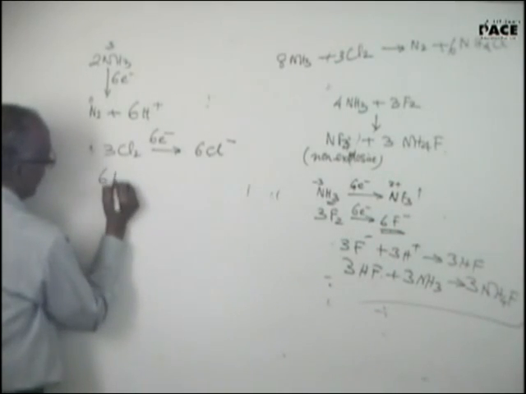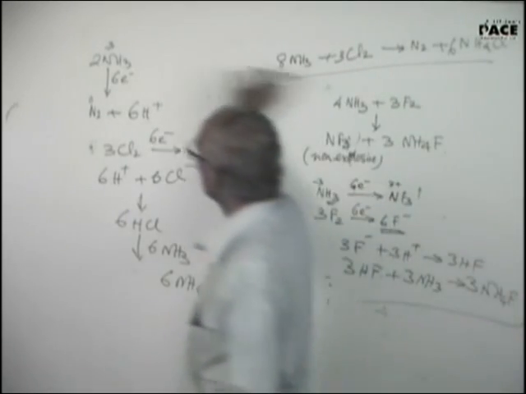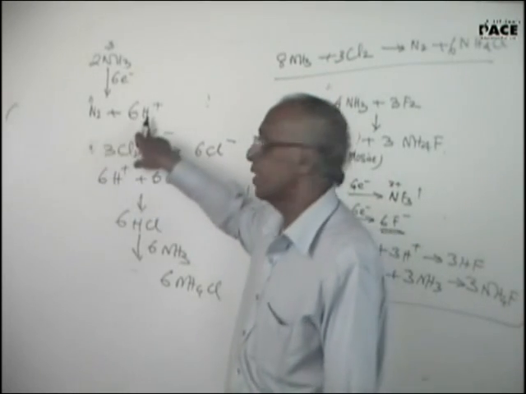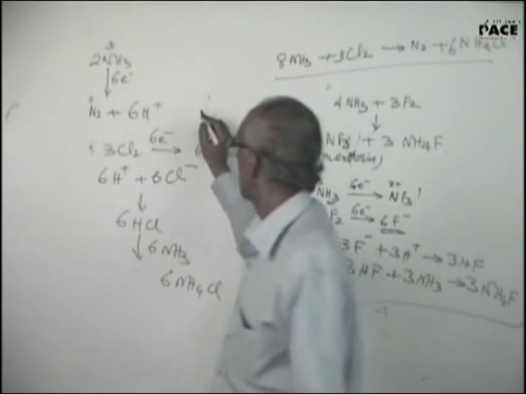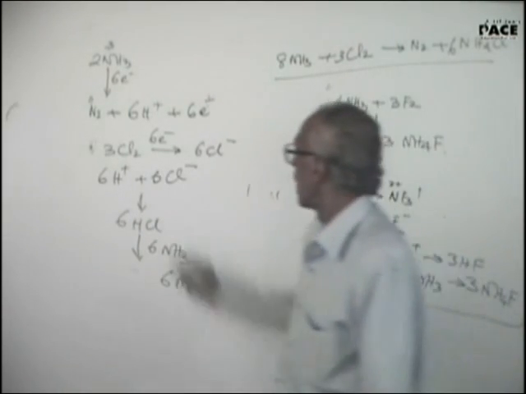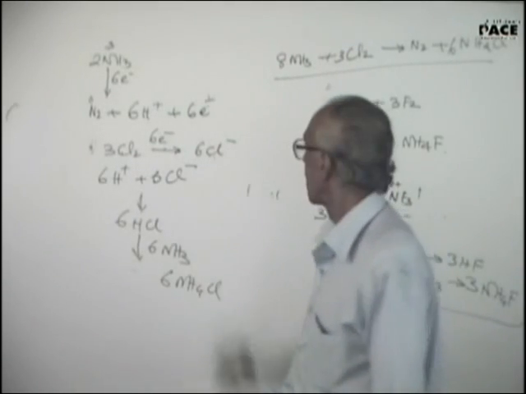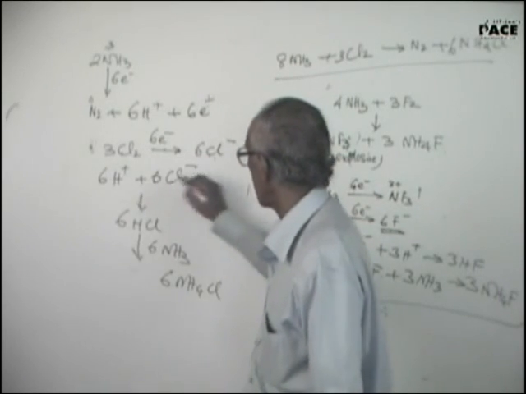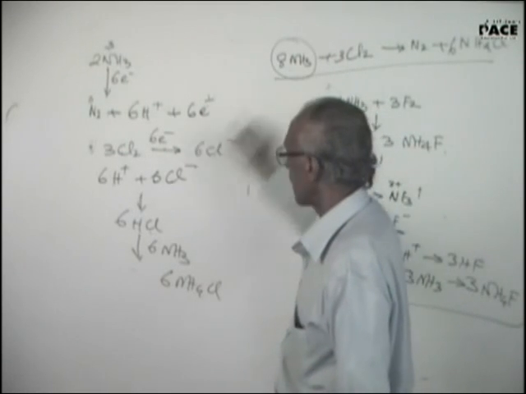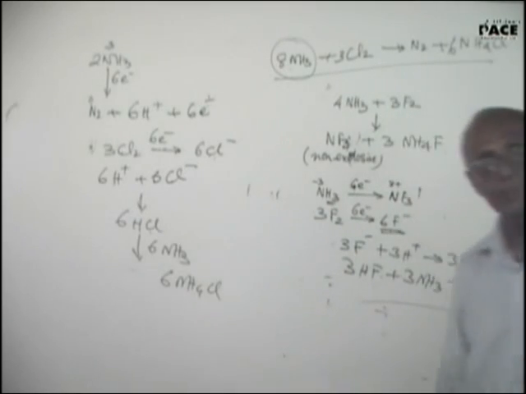Six chloride. So here 2 moles of ammonia are getting oxidized to nitrogen, releasing 6 electrons plus 6 proton. 3 chlorine accepts 6 electrons to convert to 6 chloride ion. 6 chloride plus 6 proton gives you 6 HCl. And out of 8 ammonia, 6 ammonia are there to combine with HCl to form 6 ammonium chloride.